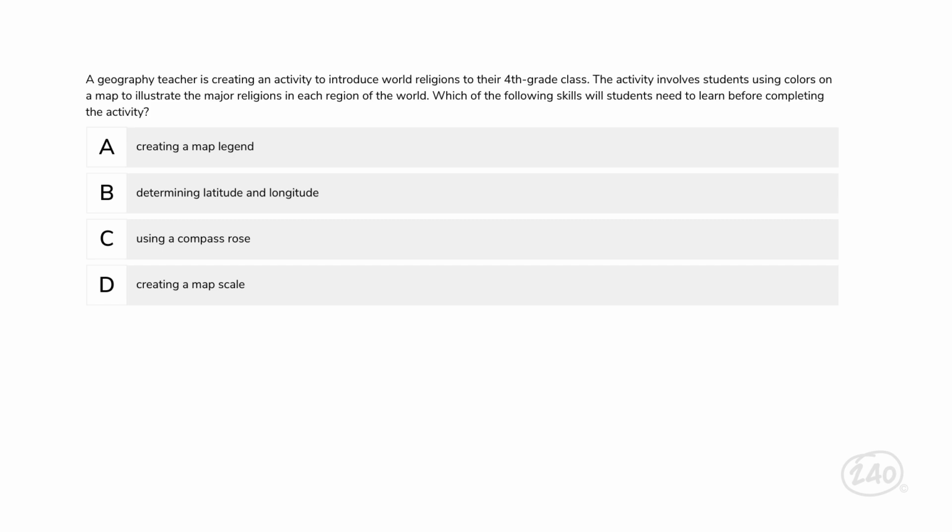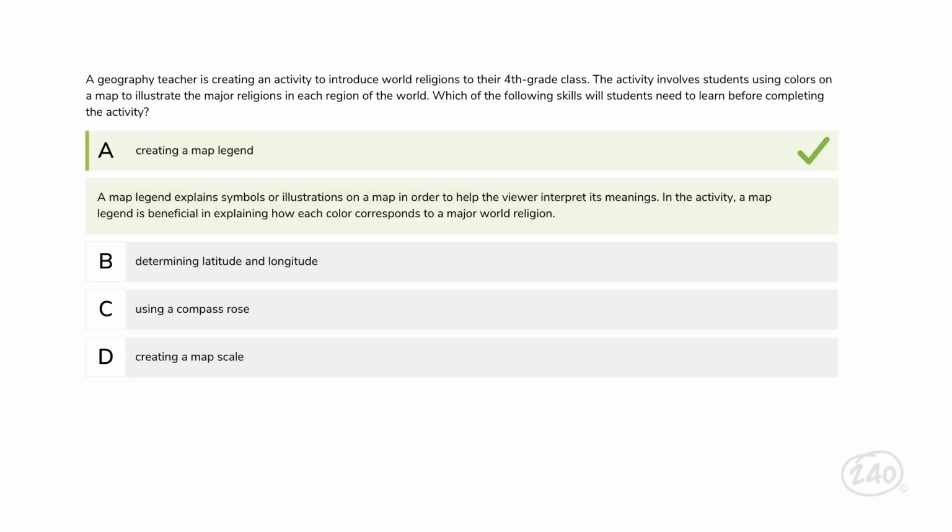We know the assignment involves using colors to show regions. That would be done using a legend. The other options would definitely be part of this unit, but the question specifically asks what students will need to know before completing this assignment. So, A is correct. Great work!